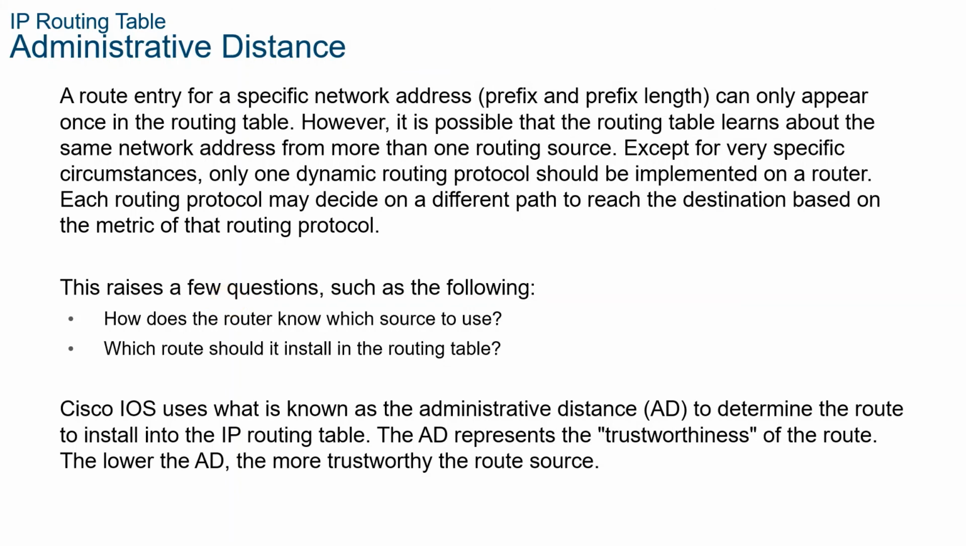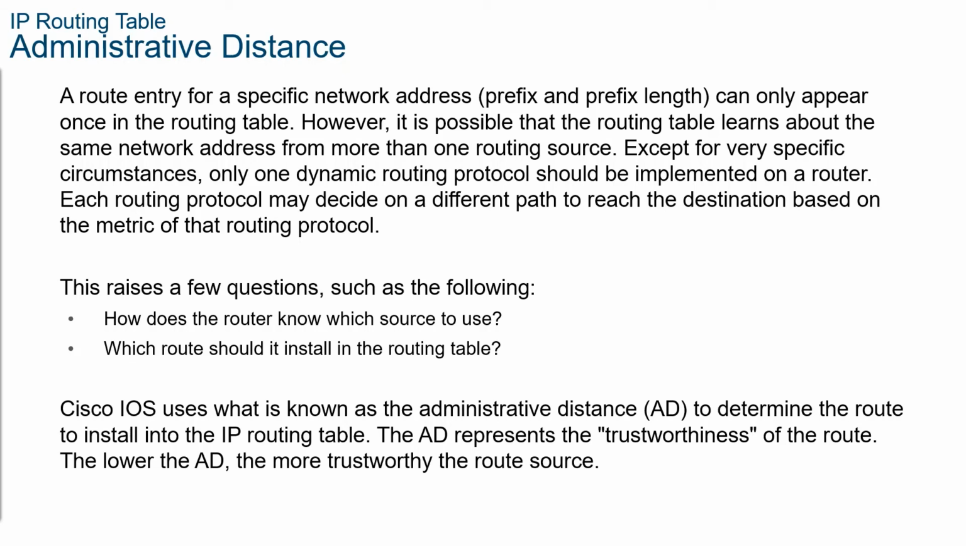Okay, so next would be the administrative distance. From the previous course you had in Cisco, administrative distance pertains to the level of trustworthiness or believability. A route entry for a specific network address or prefix length can only appear once in the routing table. However, it is possible that the routing table learns about the same network address from more than one routing source. Except for very specific circumstances, only one dynamic routing protocol should be implemented on a router.